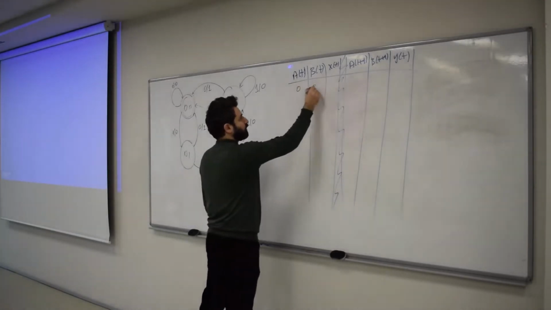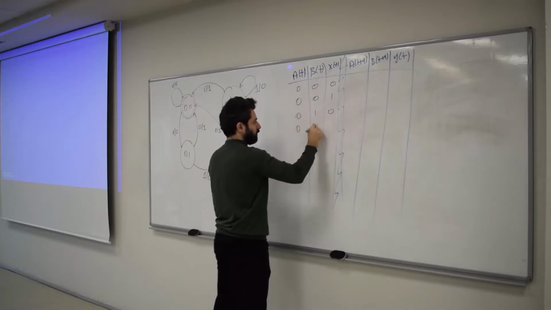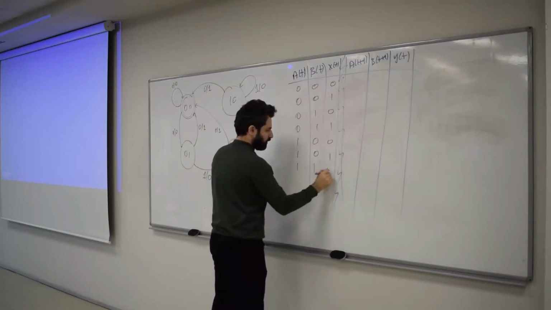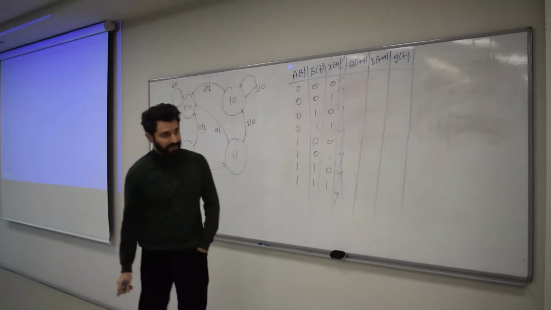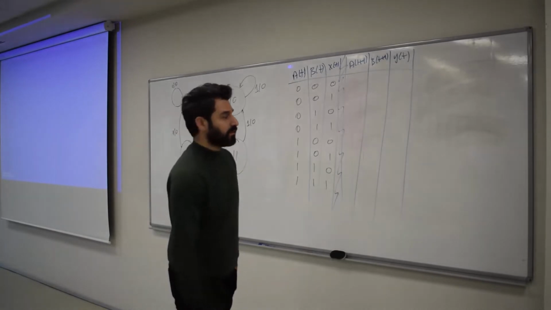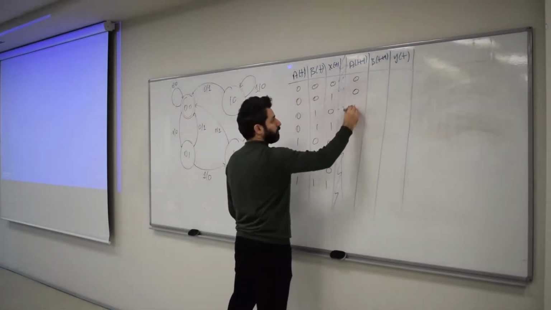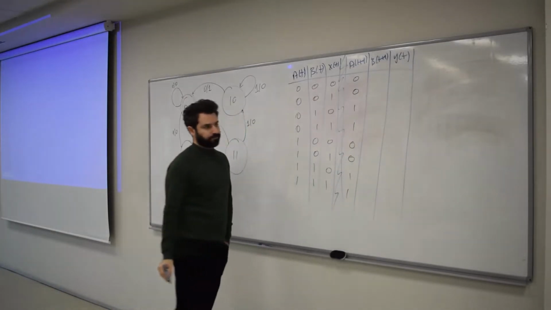I have 0,0,0; 0,0,1; 0,1,0; 0,1,1; 1,0,0; 1,0,1; 1,1,0; 1,1,1. So now, AT plus 1 is what? BT, right? So it's actually a copy of this column. You got 0, 0, 1, 1, 0, 0, 1, 1.